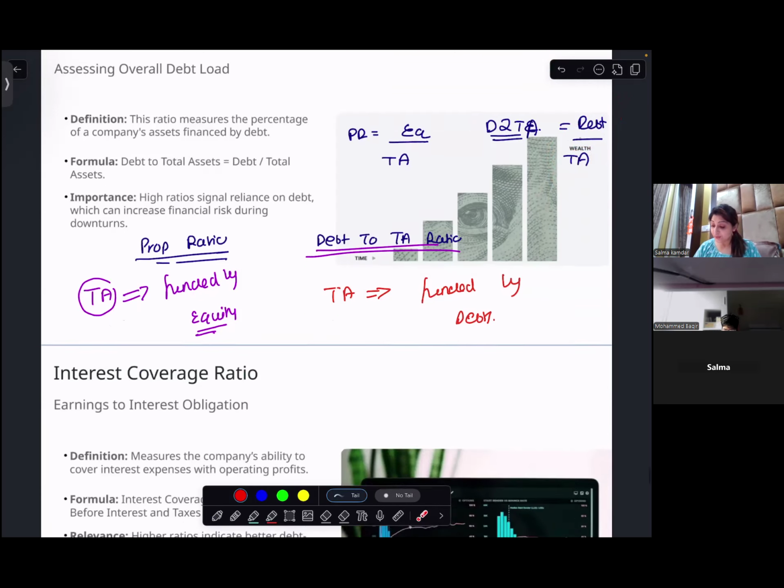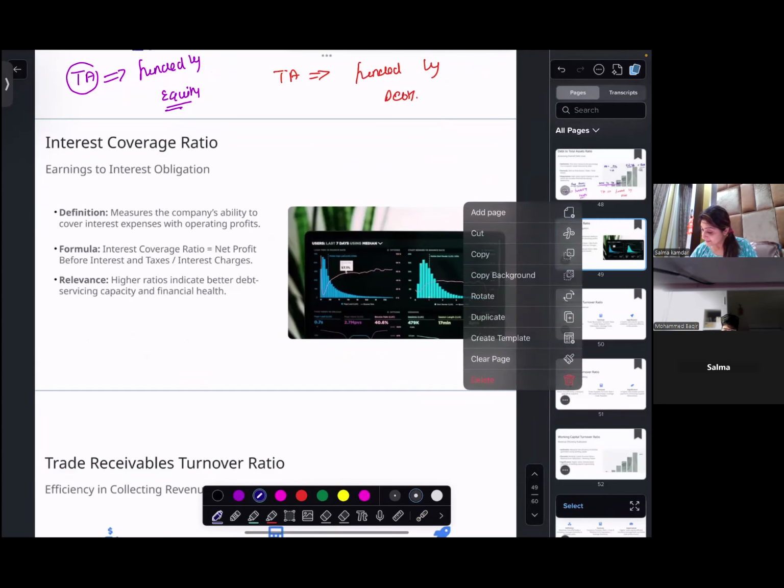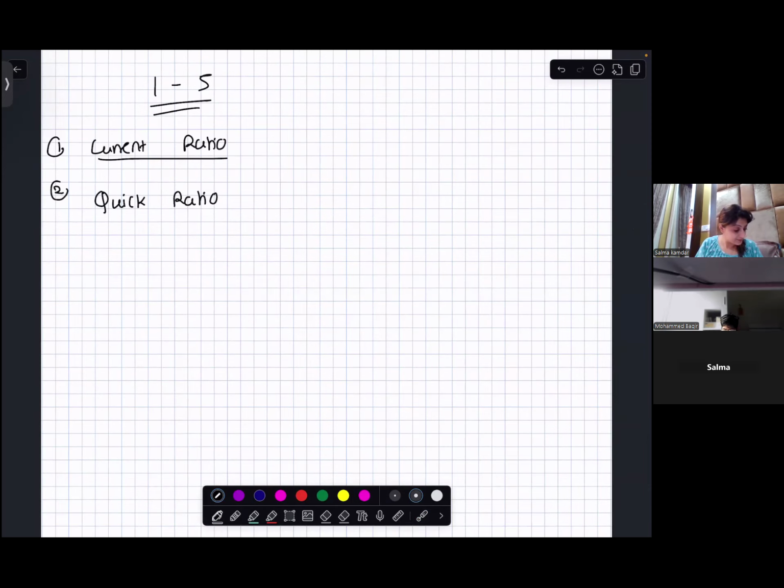So we did five ratios up till now. What are the five ratios we did? The current ratio, quick ratio, and so on. The formula for the current ratio is current assets divided by current liabilities. Then we did the quick ratio. The formula for this is quick assets divided by current liabilities. Then we did the third ratio, debt to equity.